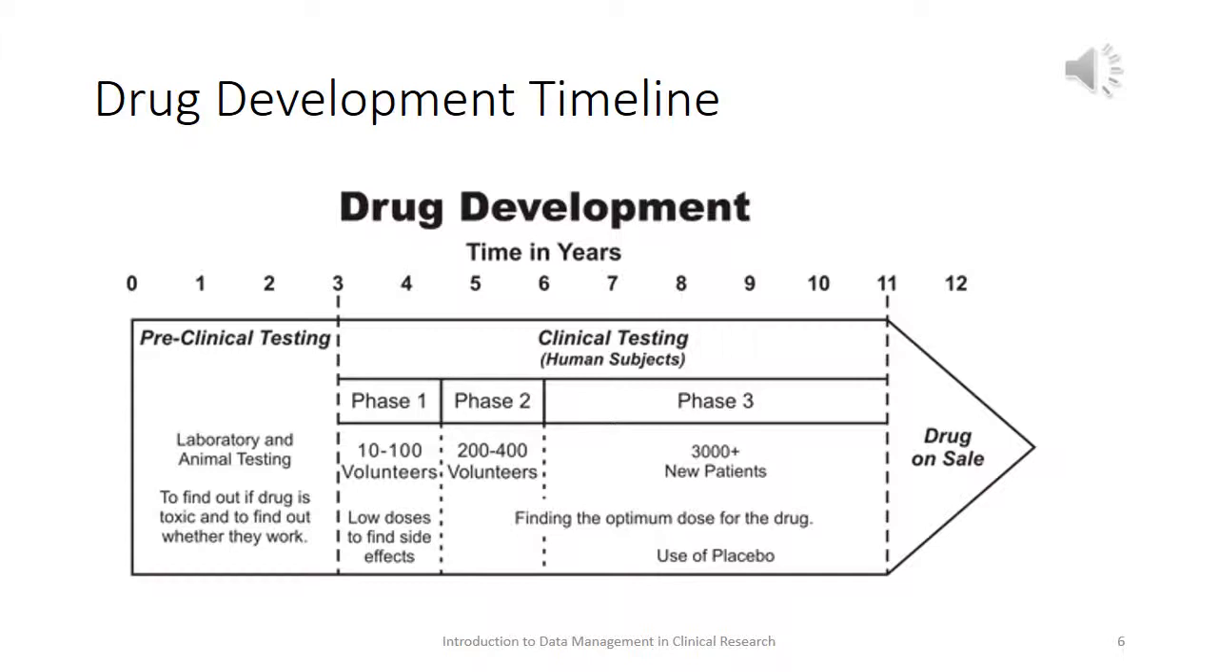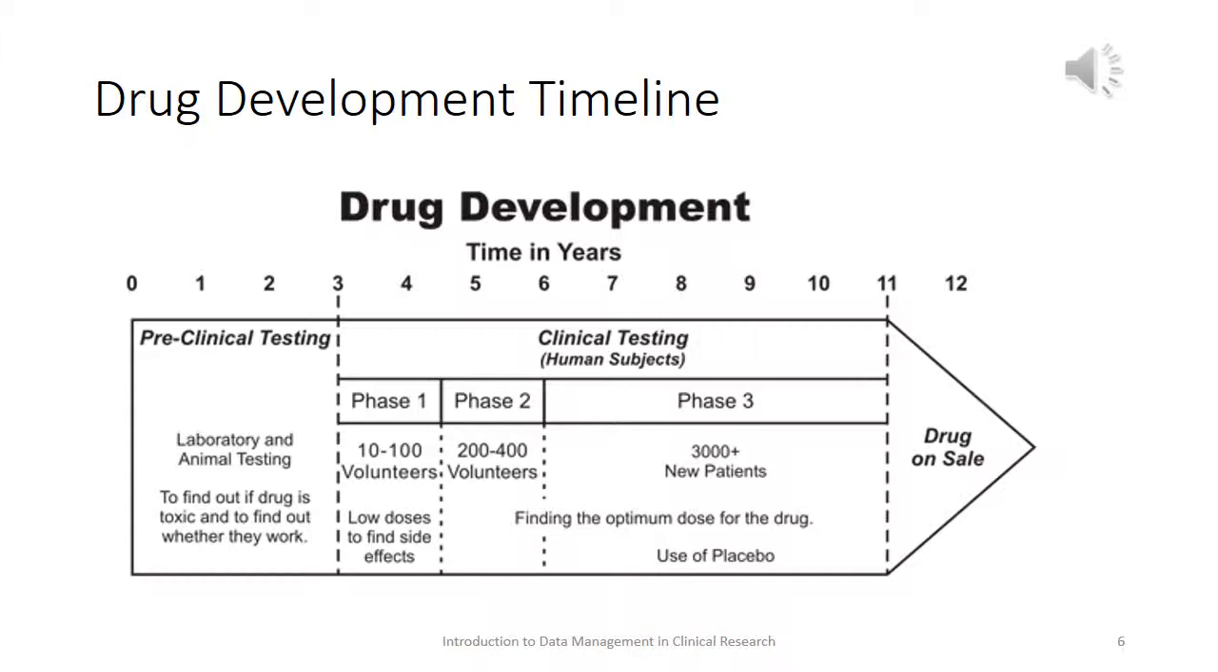This diagram explains the drug development timeline and basically provides a primer for how long it takes to get a drug to market. If you look over on the left-hand side of our graph here, you'll see that we've got 0 to 12. That would be the time in years. And if you'll notice in the first portion of our diagram, our preclinical testing occurs in years 0 to 3.